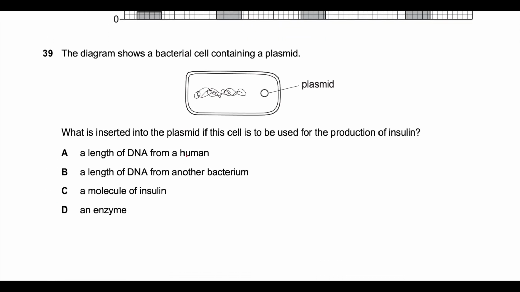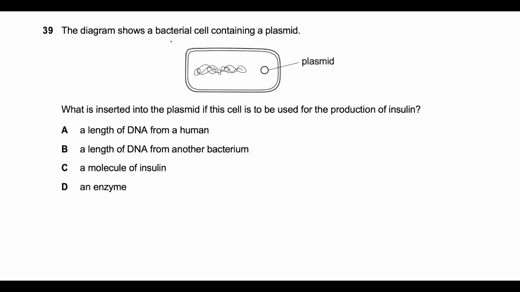Moving to question number 39. The diagram shows a bacterial cell containing a plasmid. Plasmid is a circular DNA. What is inserted into the plasmid if this cell is to be used for the production of insulin? Insulin, it's a hormone, as we know, for sugar level. Simple. This is the recombinant DNA. This is biotechnology. Let's read the options.